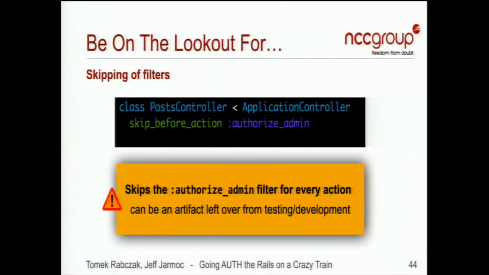Skipping of filters. This is one of the first things that I look for. Pretty much grepping for skip_before_action, skip_before_filter, and assessing why they are doing this. Did they actually mean to do it? Was it kind of lazy coding? You might think of an example where a developer wants to test their application using curl. They're going to add skip_before_action :verify_authenticity_token because the CSRF token is being annoying. They forget to take it out, and now you have an entire controller that's vulnerable to CSRF.